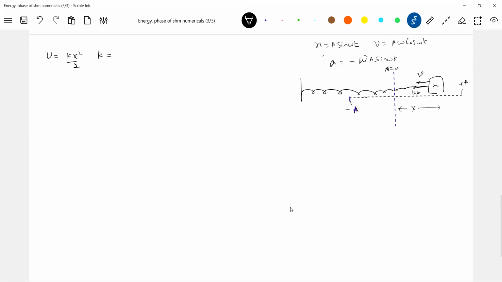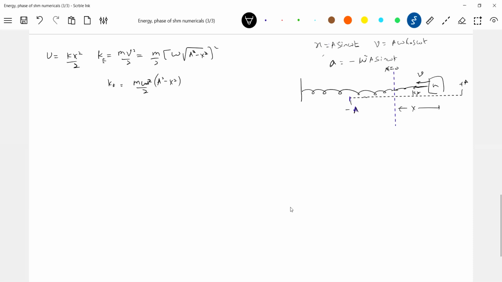And what is the expression for kinetic energy? mv square by 2. Further, v, what can you write? Omega root of a square minus x square, whole square. So the equation for this kinetic energy will be KE equal to m omega square by 2 times a square minus x square. Agreed? So this is the expression for the kinetic energy.